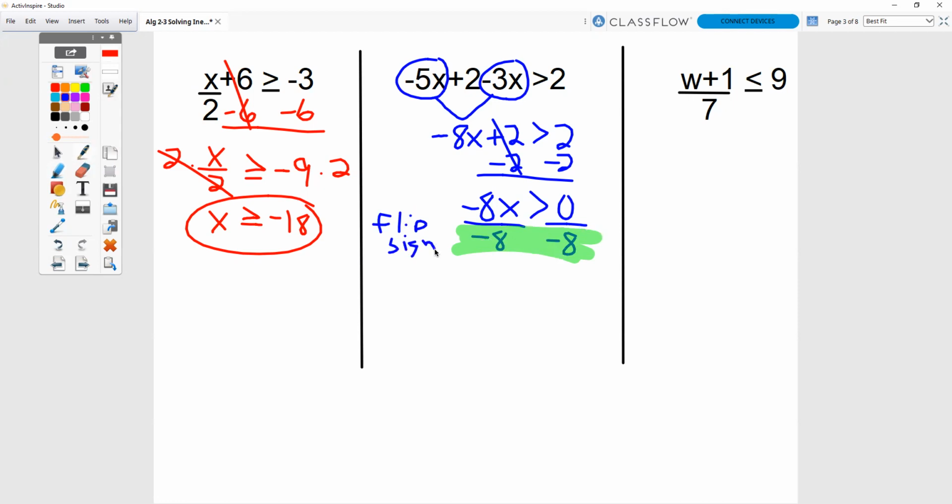These negative 8s cancel out. So we have x, we got to flip the sign. 0 divided by negative 8. Now 0 divided by negative 8 is just 0.